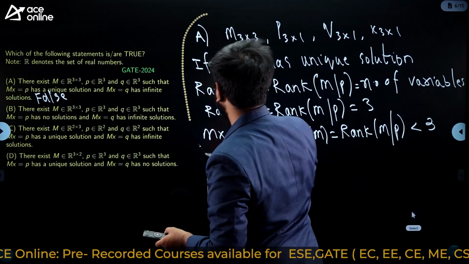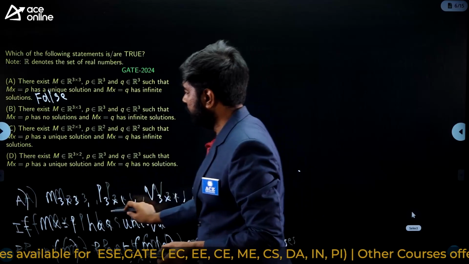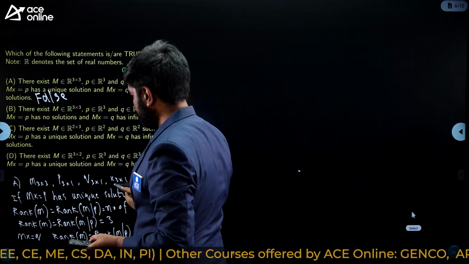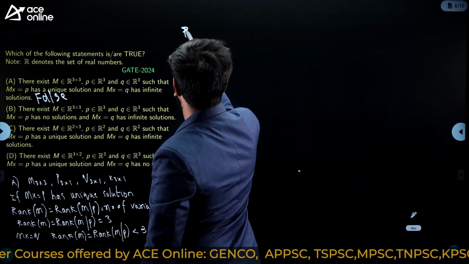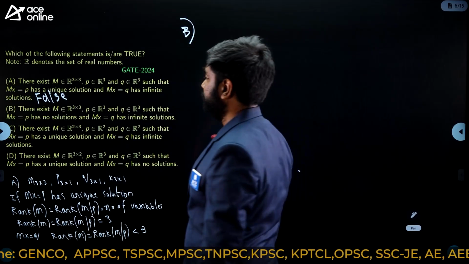Now let us analyze the remaining options one by one. So this is done. Let's talk about option B. You need to analyze all these options this way. So what about option B?